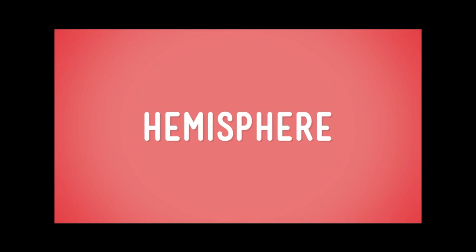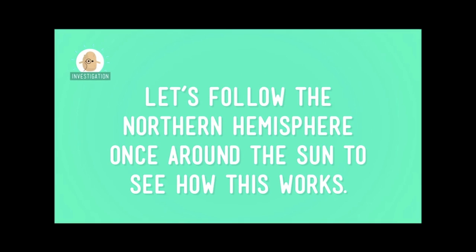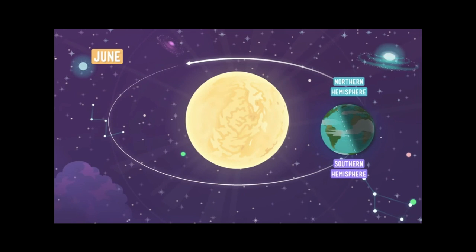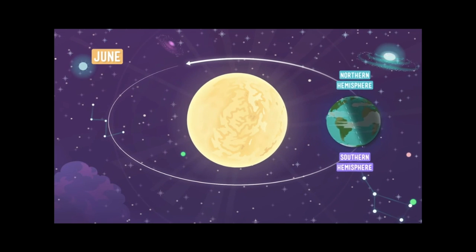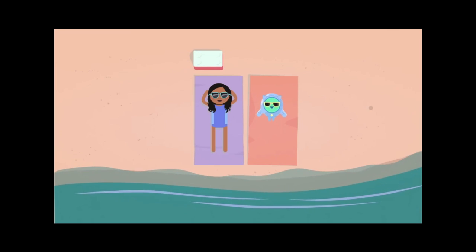Since the Earth is tilted, for part of the year, one of the hemispheres, which is half of the Earth, is leaning toward the sun, and the other part of the year, it's leaning away. Let's follow the northern hemisphere once around the sun to see how this works. In June, the northern hemisphere is tilted towards the sun. This means that it's getting a lot of direct sunlight, light that's hitting it straight on. If you've ever sat directly underneath a bulb, you know that things can get pretty hot, and that's exactly what's happening to the northern hemisphere. It's summertime and the living is easy. Temperatures are warm and days are long.